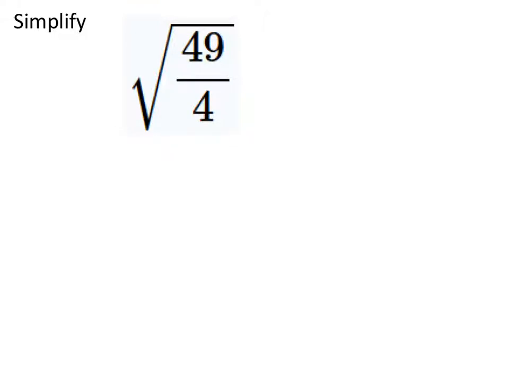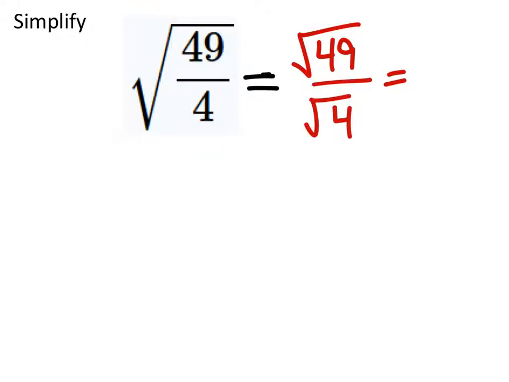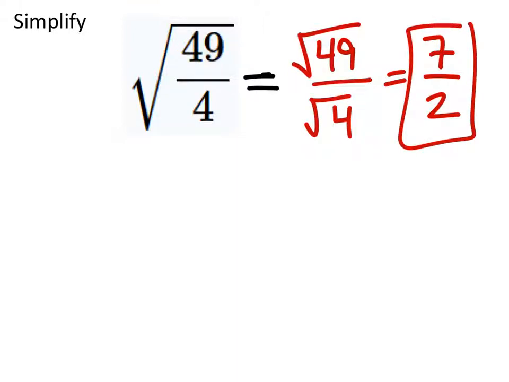Simplify. We'll make this one a fraction, right? Yeah, actually, some of your calculators would just give this to you as a fraction anyways. But let's break it up. Square root of 49 over the square root of 4. Square root of 49 is 7. Square root of 4 is 2. Done. If you want the mixed number, then that's fine, but I'm not going to.